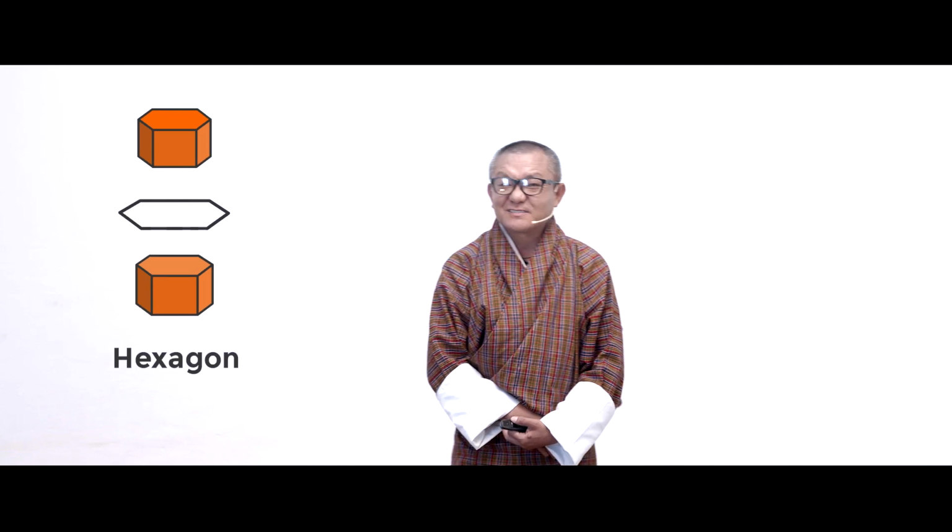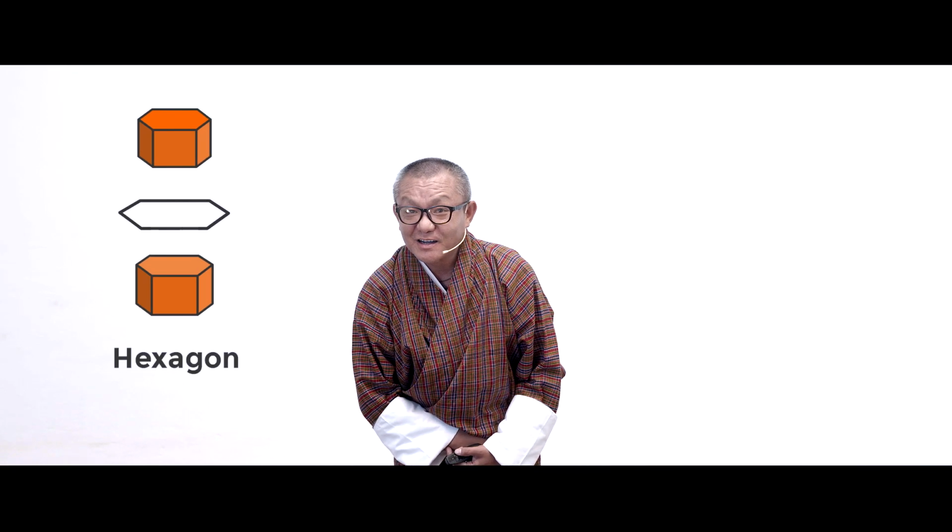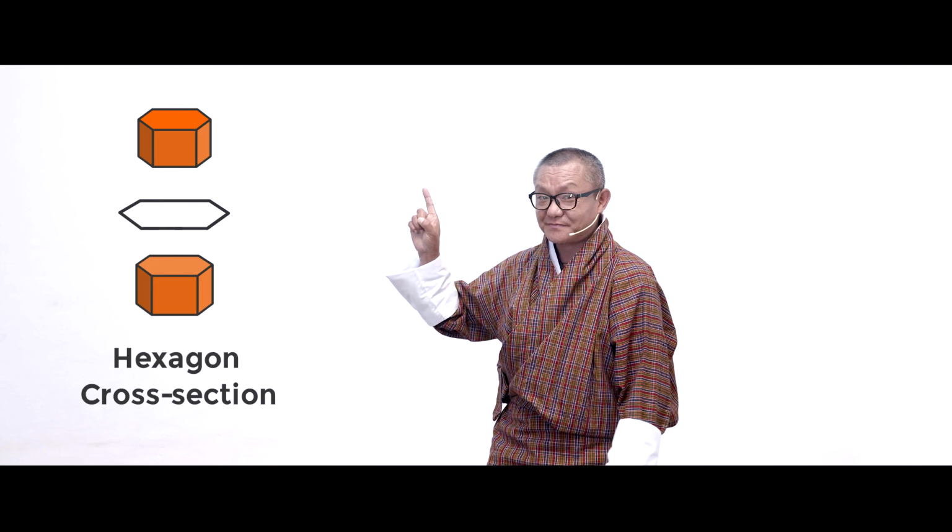Let's take the same shape but a different cut this time. In the same shape, you cut horizontally. There, the shape of the cross section will give you the shape of the base. So, hexagon is the shape of the cross section here.